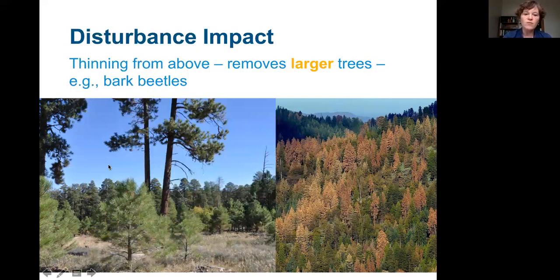So you can see on the left here, this creates large openings, and then you start to get succession or regeneration of tree species. The picture on the right is illustrating this as well, where those large pine trees are being killed, and the trees that are left behind are either not pine, so probably incense cedar or fir, or they're too small to be a suitable host. So the outcome of the disturbance really depends on whether you're getting this thinning from below activity, or, in the case of what we've seen with the mortality in California, this thinning from above.